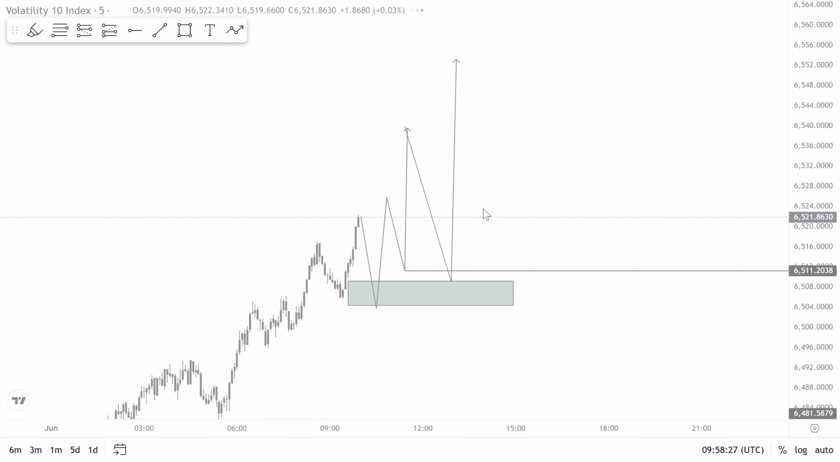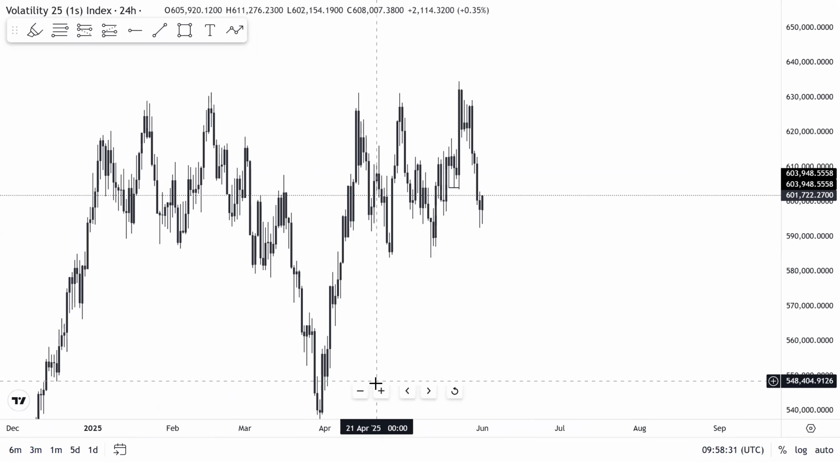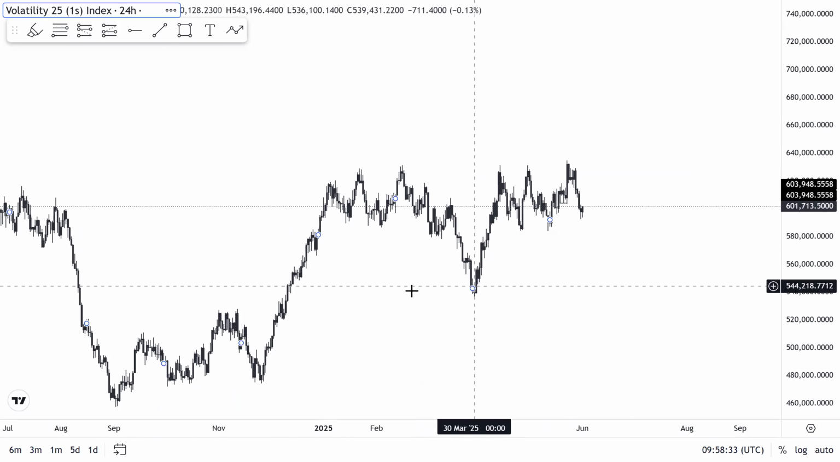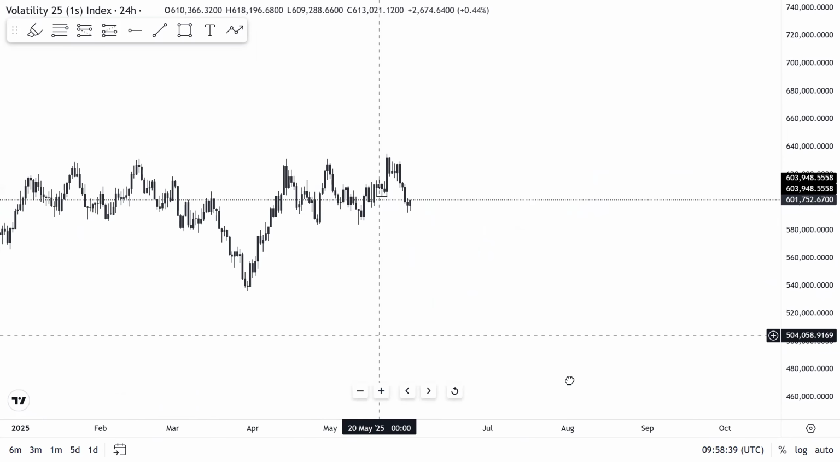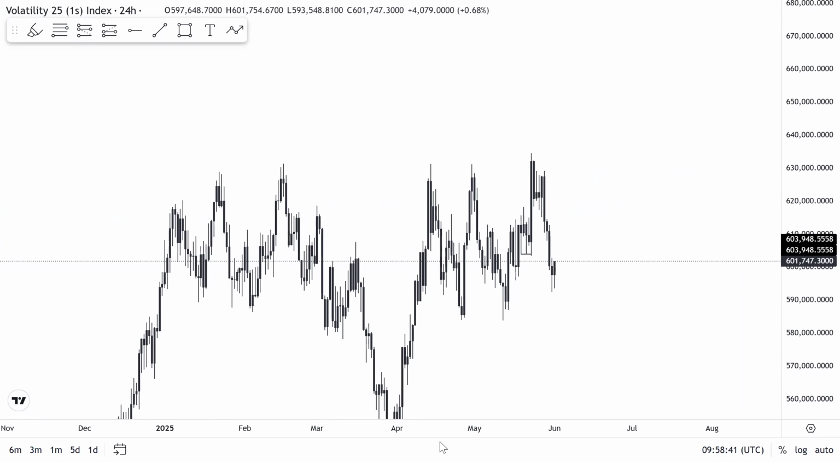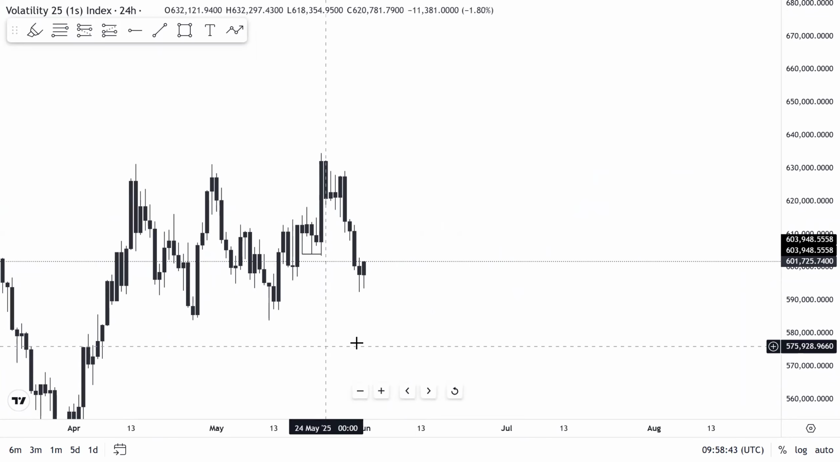Okay. Now let's check V25S. There's no sell SBI right now. All we are seeing right now is just a bullish market, right? It's a bullish market on V25S. So I'm looking for B plus setups.